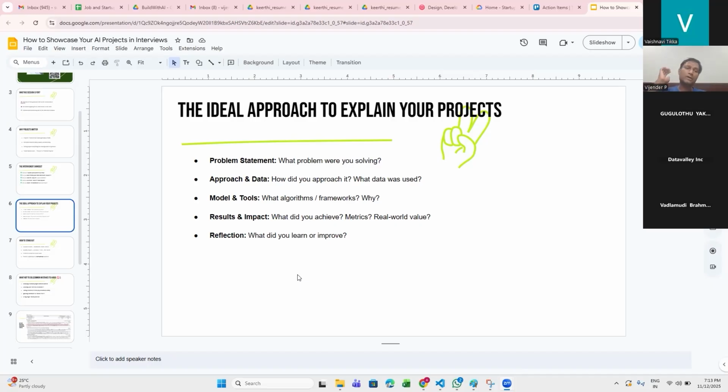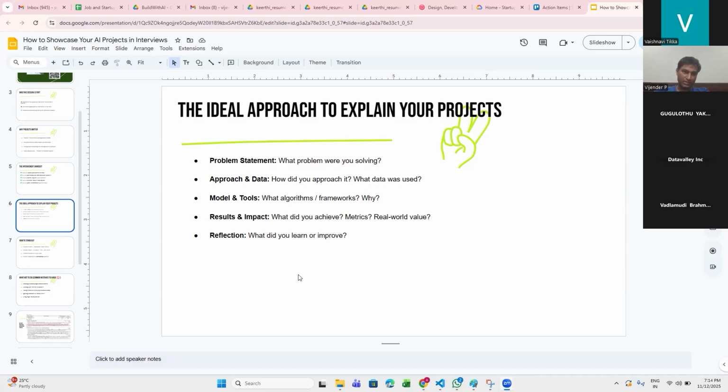Okay. So results and impact. The next thing is results and impacts. What did you achieve? What are the metrics? What was the real world value out of that? Correct. You must be able to talk about, okay, I used this algorithm, and by using this algorithm, I was able to achieve so and so. And these are the metrics which we observed, and this is the real world value that this project got when I worked on it, right?